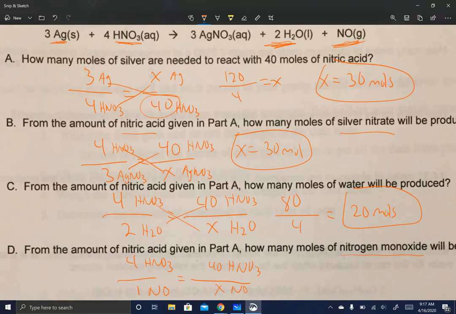XNO. So if we increase this by a factor of 10, this increases, so X equals 10 moles.